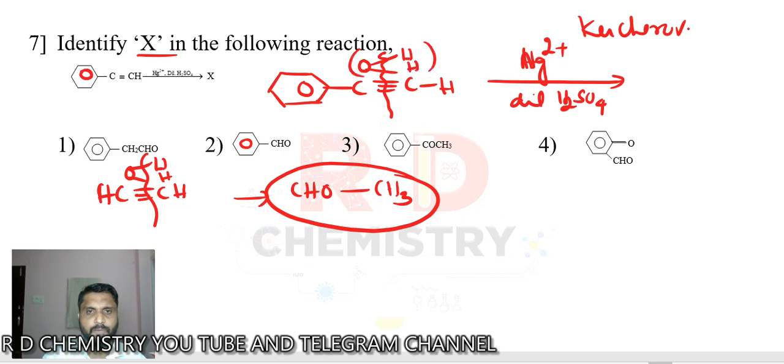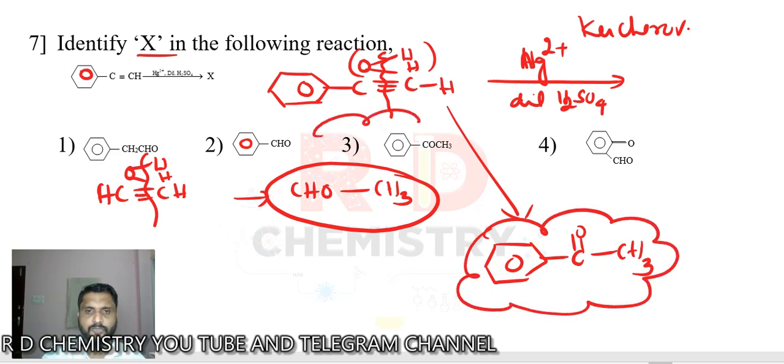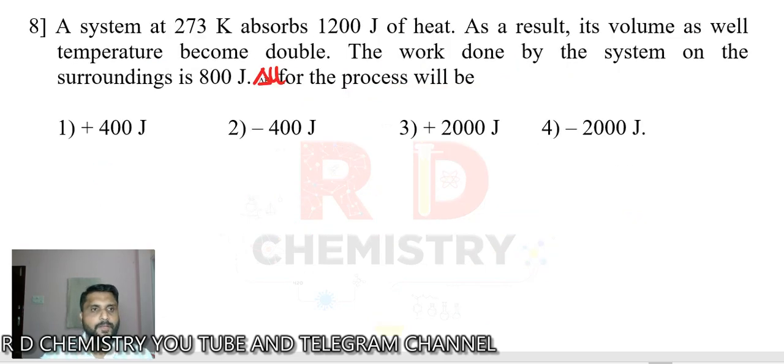Okay, right? So I'll be writing directly. So is a shortcut. So I'll be getting now C double bond O then CH3. So we are going to get acetophenone. Okay, acetophenone is the answer. So answer is option number B. Clear? Right? Question number 8.